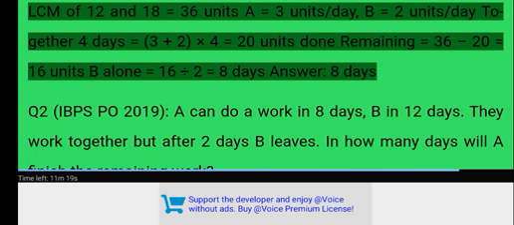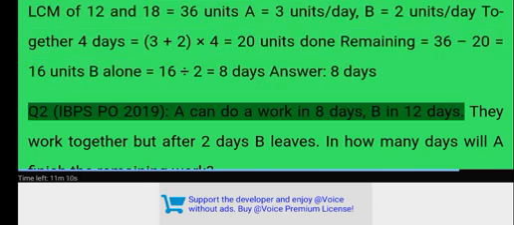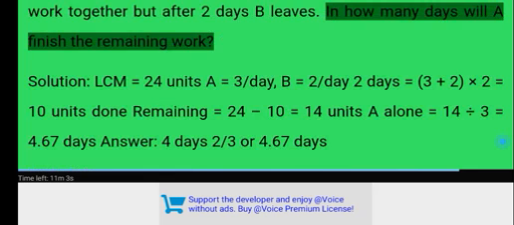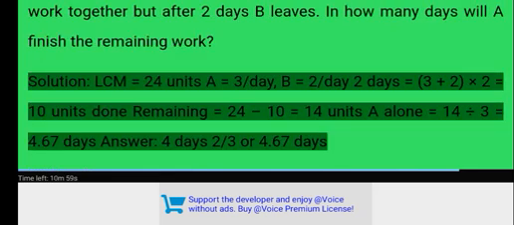Answer, 8 days. Q2, IBPS PO 2019. A can do a work in 8 days, B in 12 days. They work together but after 2 days B leaves. In how many days will A finish the remaining work? Solution. LCM equals 24 units. A equals 3 per day. B equals 2 per day. 2 days equals (3 plus 2) times 2 equals 10 units done. Remaining equals 24 minus 10 equals 14 units. A alone equals 14 divided by 3 equals 4.67 days. Answer, 4 days 2/3 or 4.67 days.